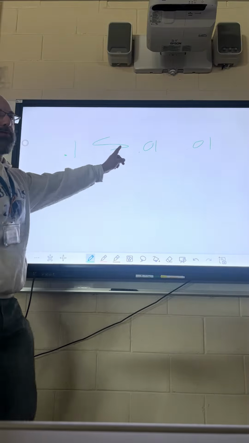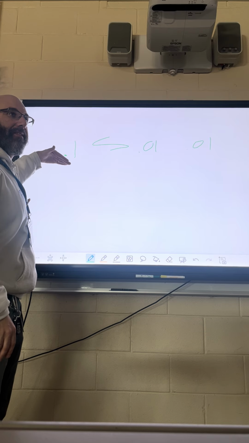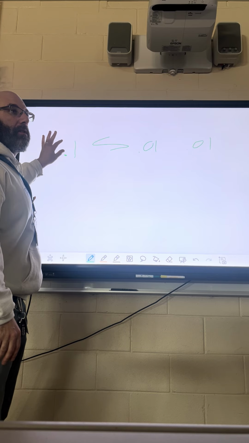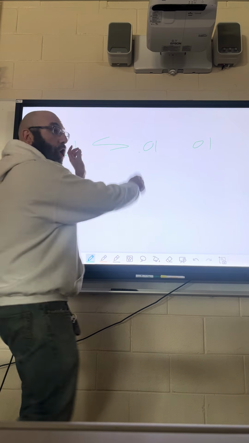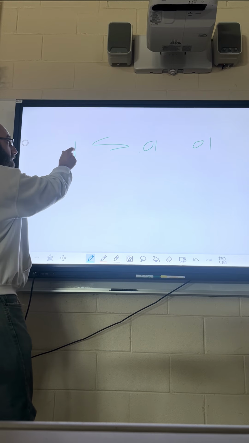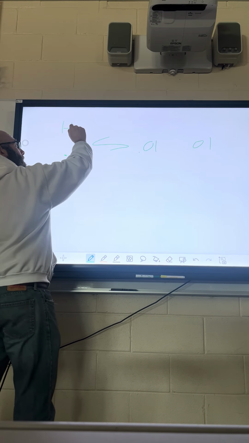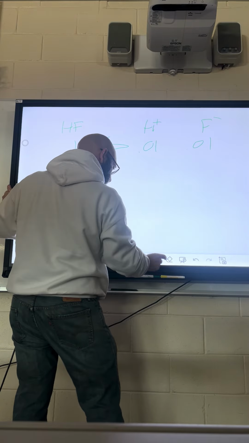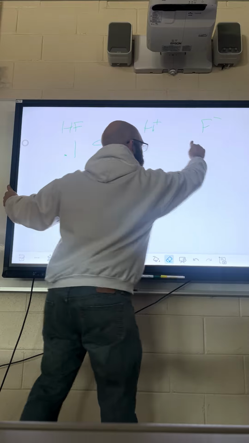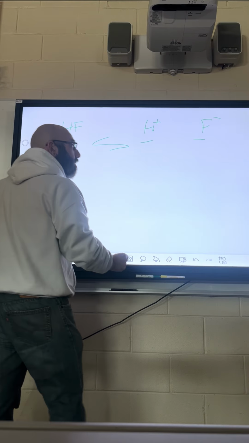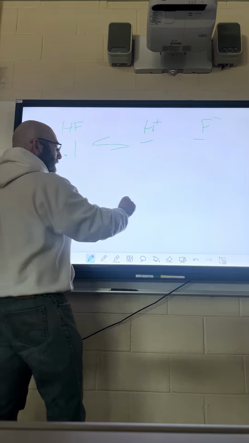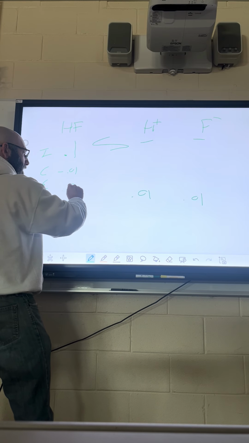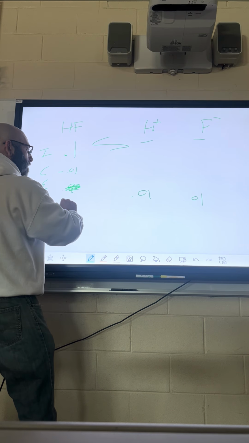Now, technically, if these are both 0.01, this would become 0.09. Remember, it's a 1-to-1 ratio. So if only this much comes out, then it only lost that much. If this was HX, let's say this is HF, this is H plus, this is F minus. Initially, these would start off as 0. So it's the ICE problem. If you're telling me at equilibrium they're 0.01, then the drop is 0.01, so this is 0.09.